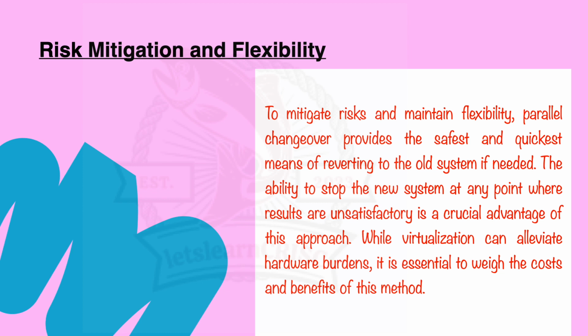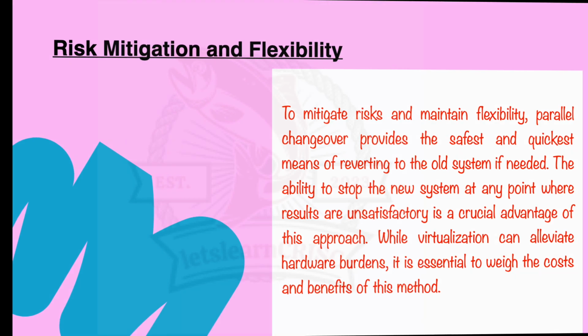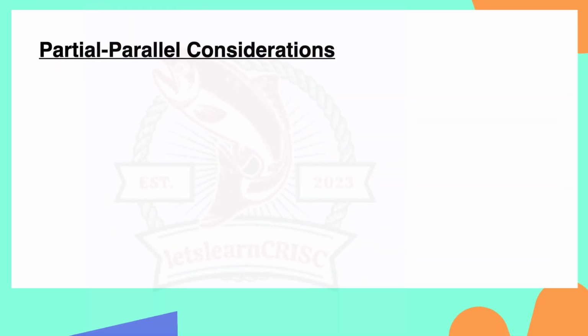So in simple terms, when you are updating the system, parallel changeover is like having a safety net, right? If things don't go well with the new system, you can quickly switch back to the old one. So this process provides a level of flexibility and minimizes the impact of potential problems. While technologies like virtualization can help, it's crucial to think about whether the benefit outweighs the cost for your specific situation or not, right? Next, we'll discuss the partial parallel consideration.